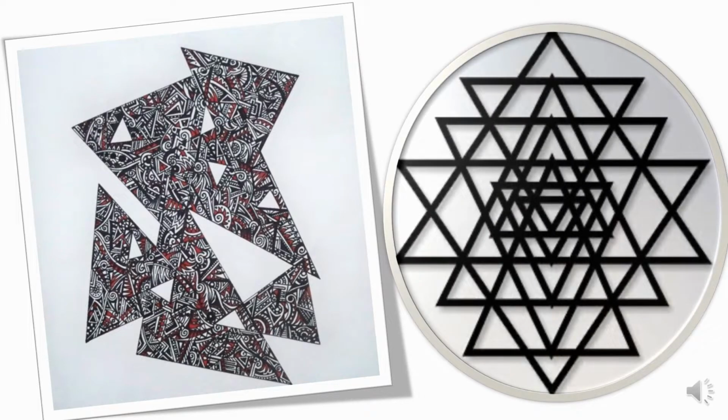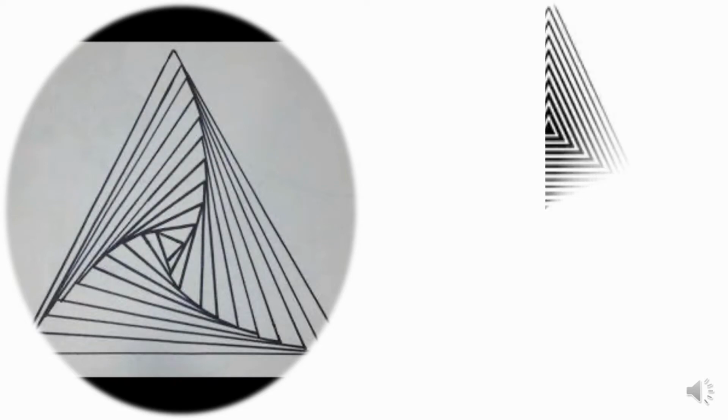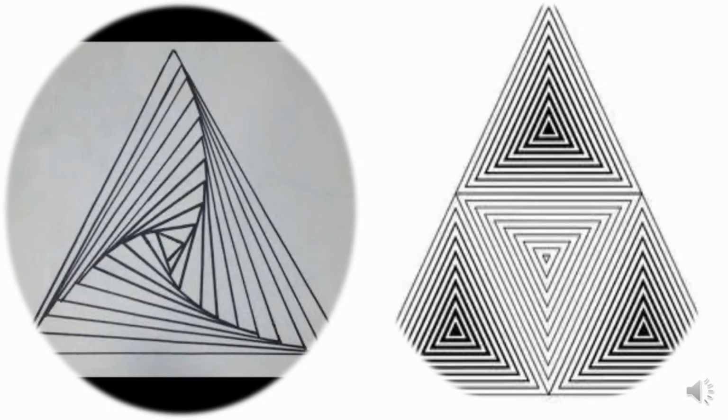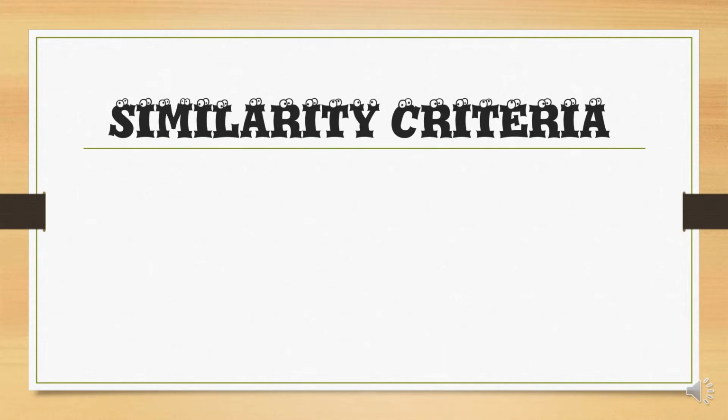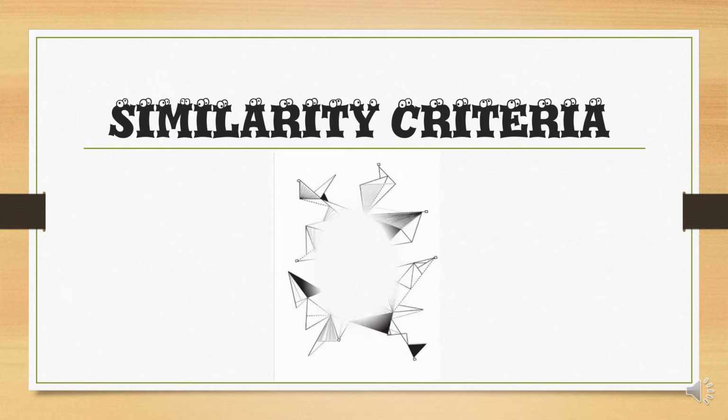See how beautiful they are. And even in a meditation field also, they used to use these type of things to improve the concentration levels of the persons. So like this, in several ways we can get these similar triangles in our daily life. So today we are going to learn the similarity criteria in similar triangles. So let us see in what manner triangles can be similar to each other, in how many ways they are similar to each other.